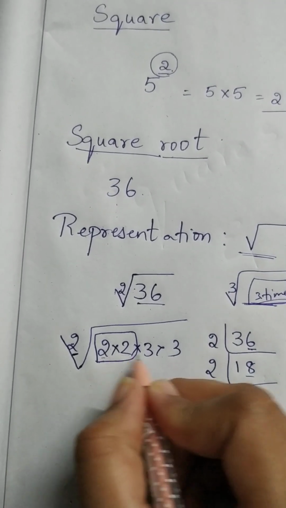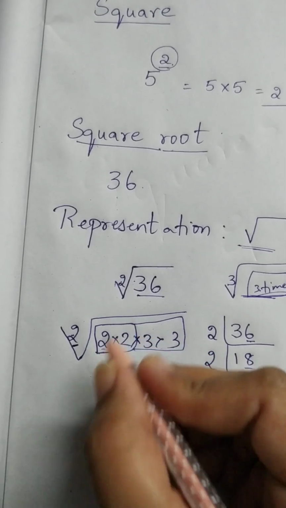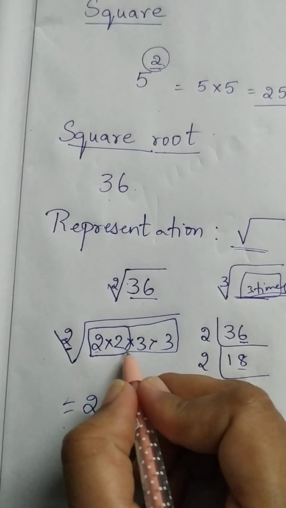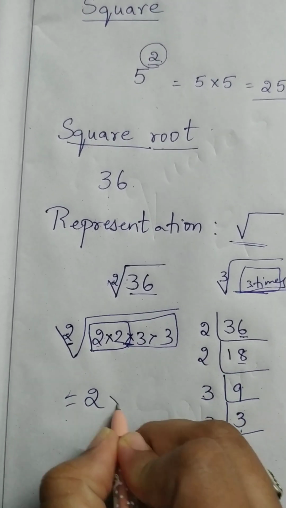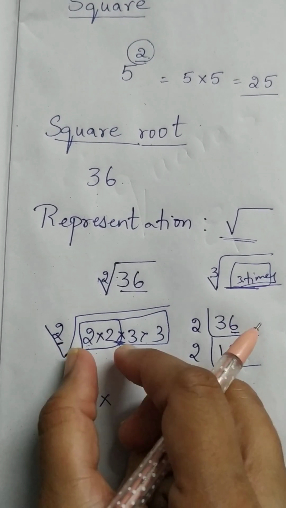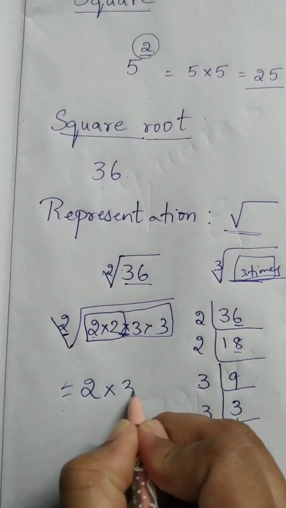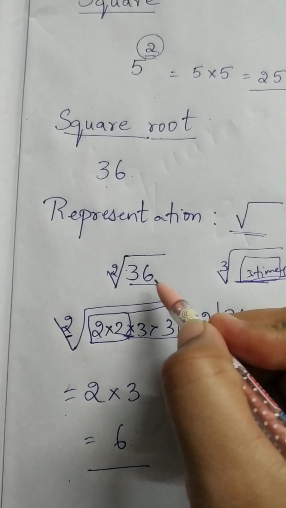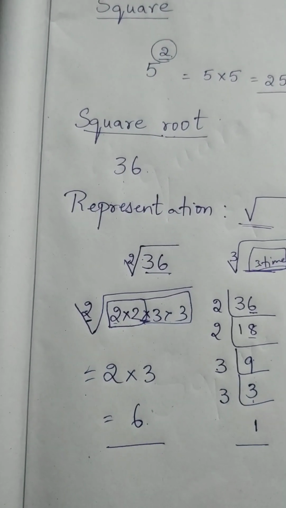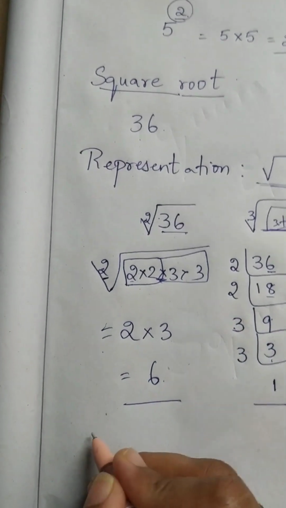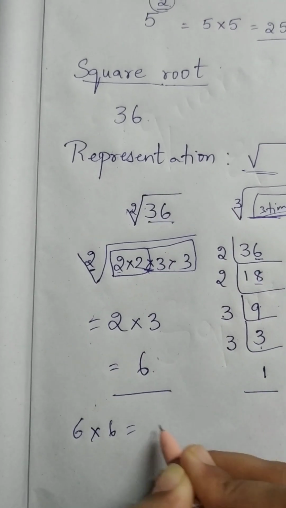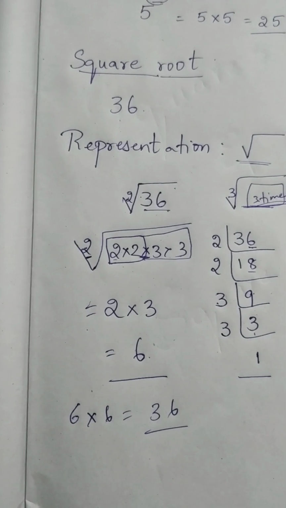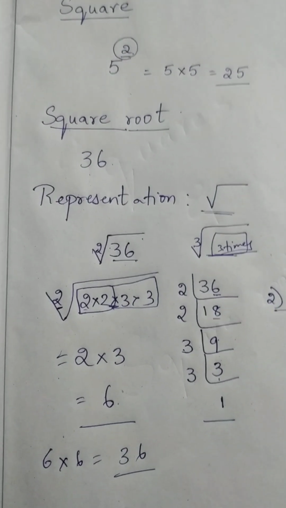If any number is repeated 2 times, that number has the eligibility to come out of the root, along with the arithmetic sign in between them. Here one 2 came out and here one 3 came out. So 2 into 3 gives you 6. So 6 is the square root of 36. Is it clear? That means if you multiply this number 2 times, 6 square is nothing but 36. Yes or no? This is how you find the square root of the given number.